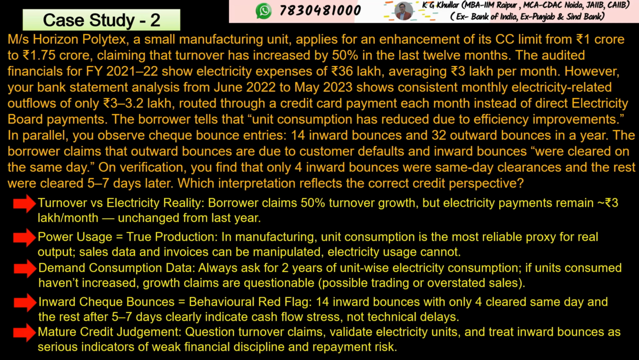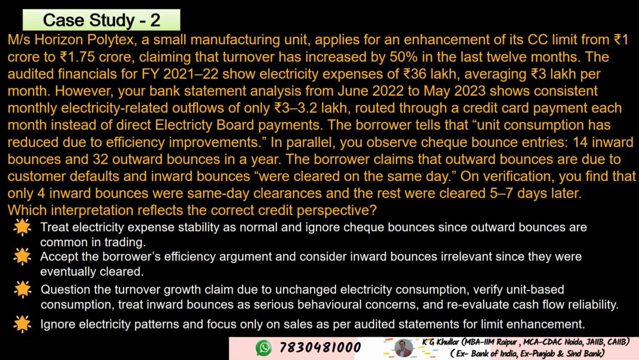So from a banker's viewpoint, option C is the correct and mature interpretation. That is, you must question the turnover claim, verify the units consumed, and treat inward bounces as serious indicators of weak financial discipline. And friends, this is exactly the kind of real-world analysis every vigilant credit officer must master.